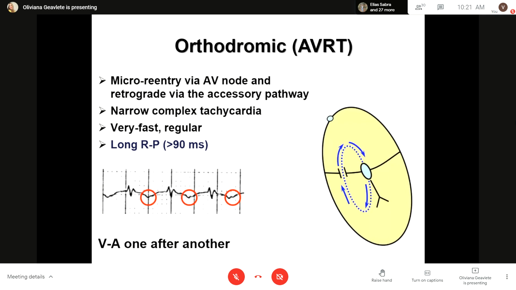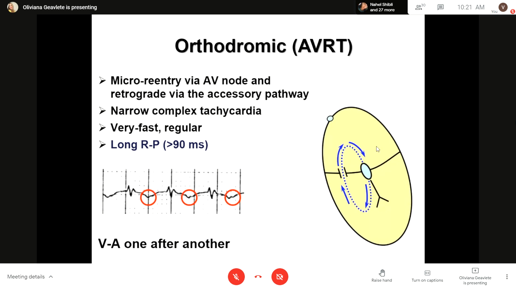Why don't you see a delta wave in this orthodromic AVRT? Can you tell me? Yes, no, just to know you are hearing me. Why don't you see a delta wave during the tachycardia? Do you hear me? Yes, yes, we hear you. I will tell you why.